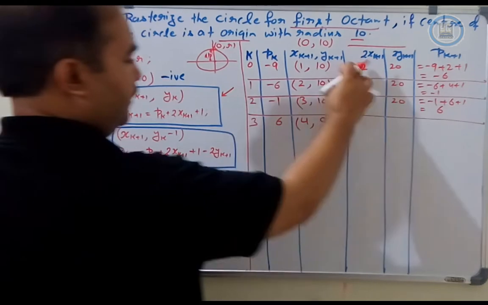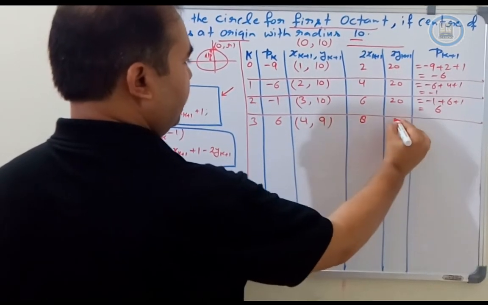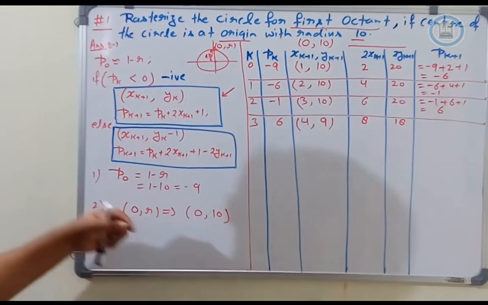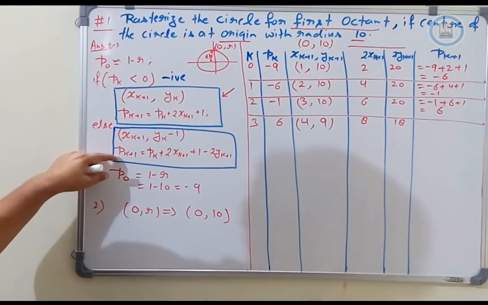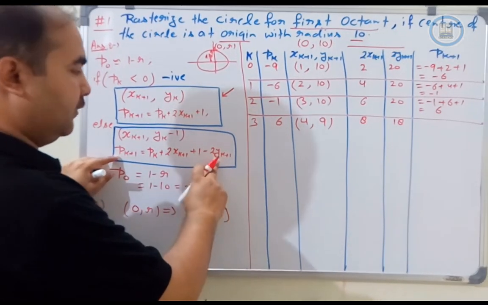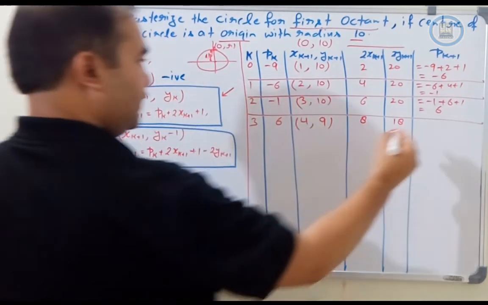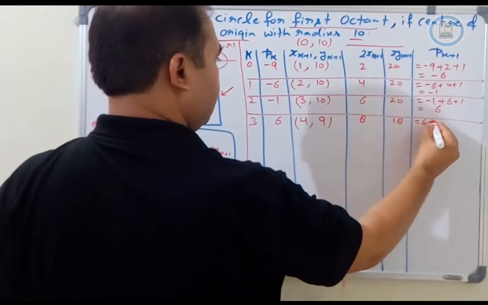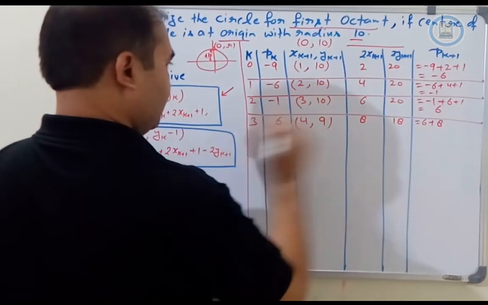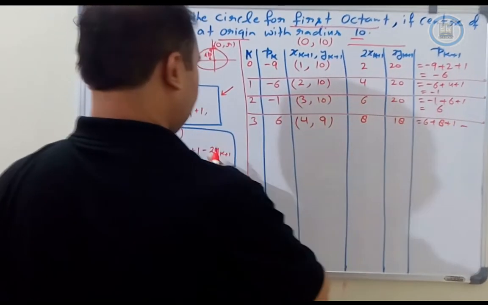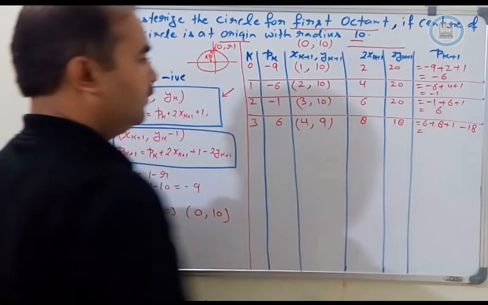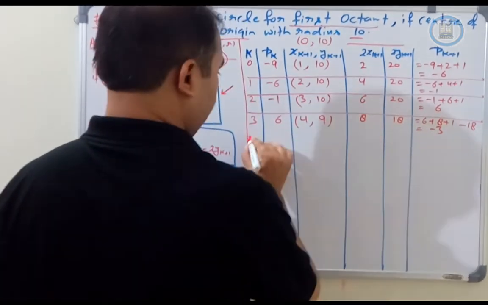Next, 2xk plus 1 is 8 and 2yk plus 1 is 18. Now we will consider this pk plus 1. Pk plus 1 is given to us, pk plus 2xk plus 1 minus 2yk plus 1. So we will consider this thing. This is 6, 2xk plus 1 is 8 plus 1, minus 2yk plus 1, this is 18. So when you calculate, this is minus 3.